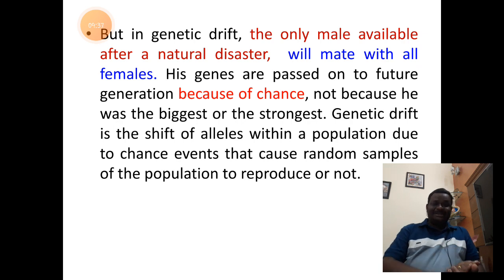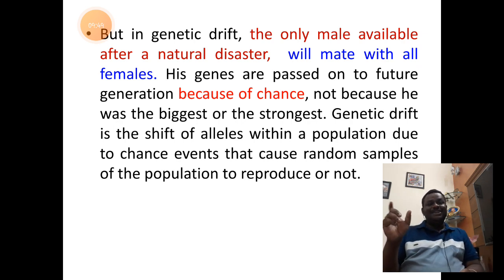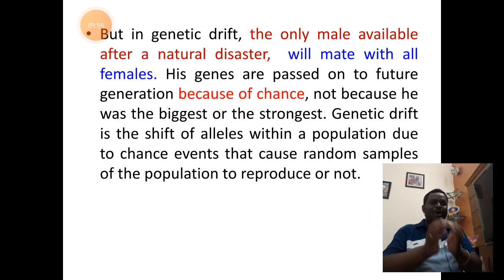Now comes the concept of genetic drift. In genetic drift, there occurs an external force of natural disaster. So what is genetic drift? It is the change in allelic frequency due to random chance of forces like natural disasters or migration in smaller population. So that's the definition, right?